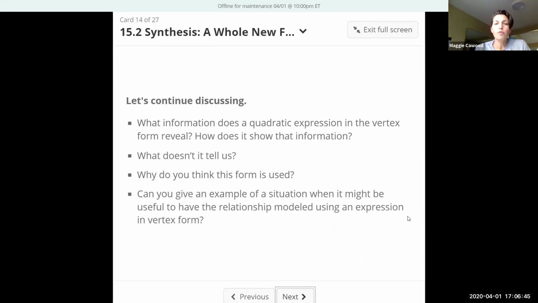All right, what information does a quadratic expression in vertex form reveal? The vertex, of course. How does it show that information? It gives it to us in the form we call h and k. What doesn't it tell us? It doesn't tell us the y-intercept. It doesn't tell us the zeros or the x-intercepts.